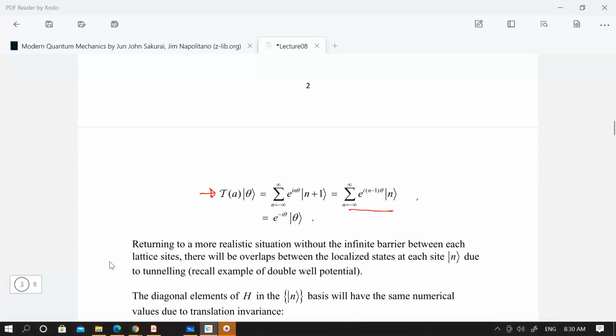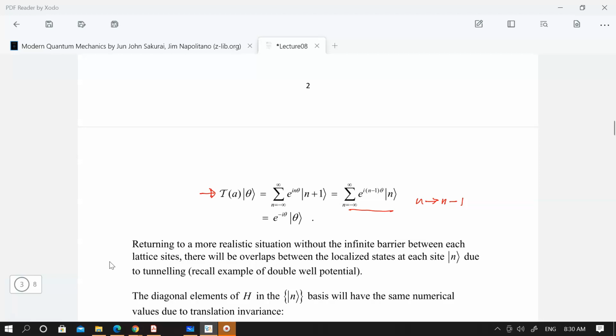This is just relabeling, sorry, from n to n minus 1. So your n plus 1 will become n minus 1 plus 1, which is n. So you get that. Okay.